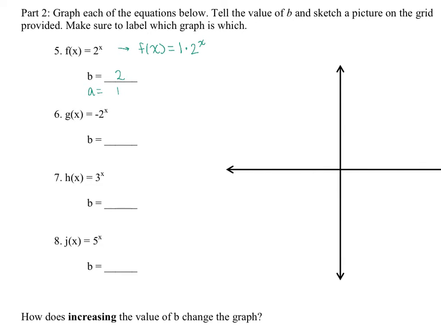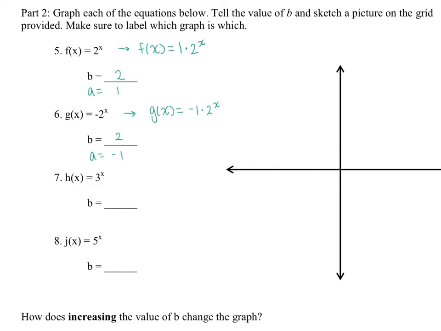Now at the same time, I'm going to look at number 6. So looking at number 6, I can break this one up. This one's a g. So g of x equals negative 1 times 2 to the x. All right, so there's a difference here. You can see now your a is negative 1. So we're going to write that below. And your b is still 2. Your base is 2. But now we're going to take that and multiply it by negative 1.